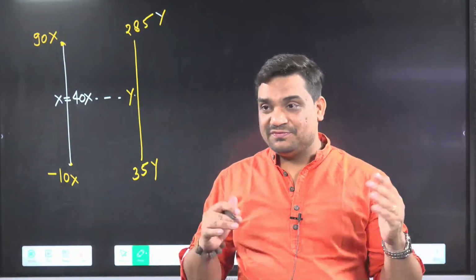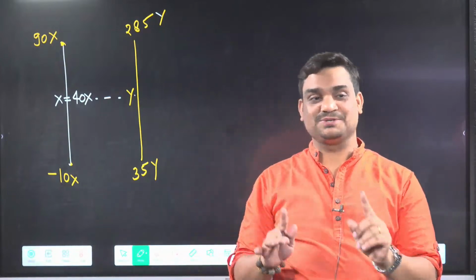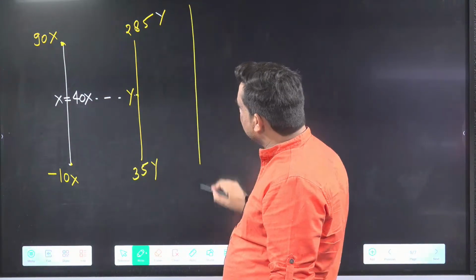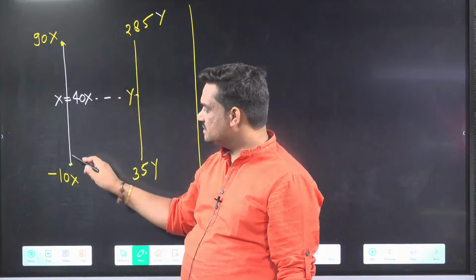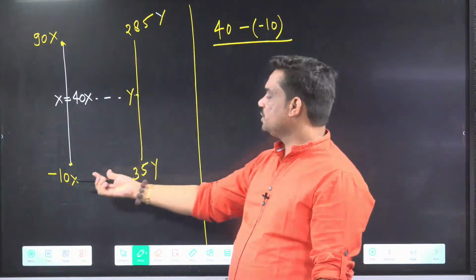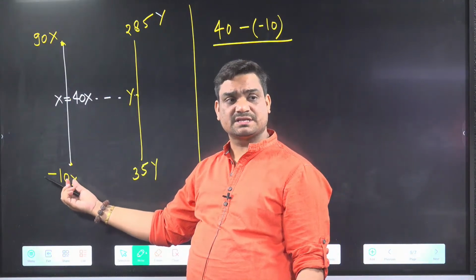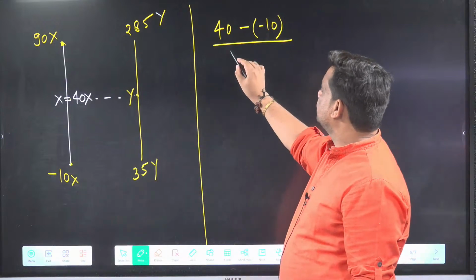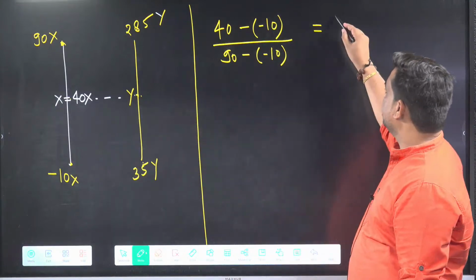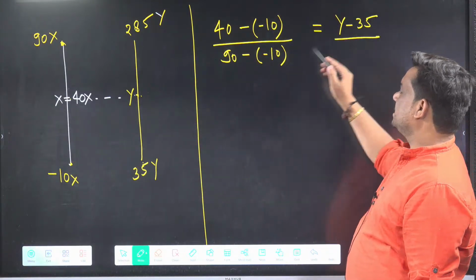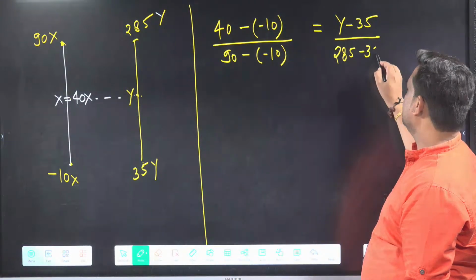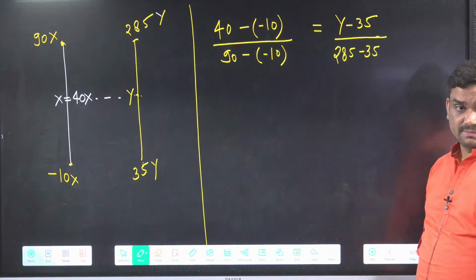Even if I don't tell the method you will be able to solve it, but since it is the first question, I will tell. Next one you will do. So in y I have to find, I will use the same thing: this minus this divided by this minus this. So we write 40 minus 10. You will not put x, like this is 10 degrees Celsius, 10 Fahrenheit, so x is the unit here. We write 90 minus 10 equal to y minus 35 divided by 285 minus 35.